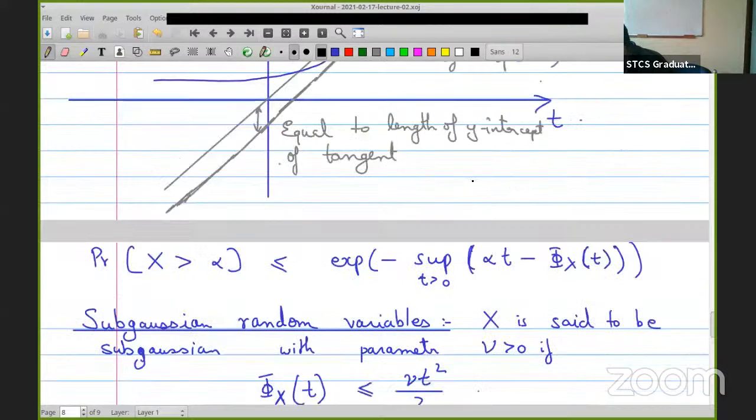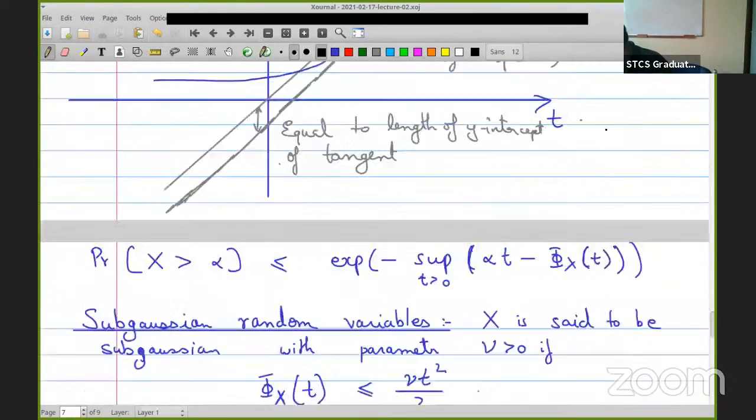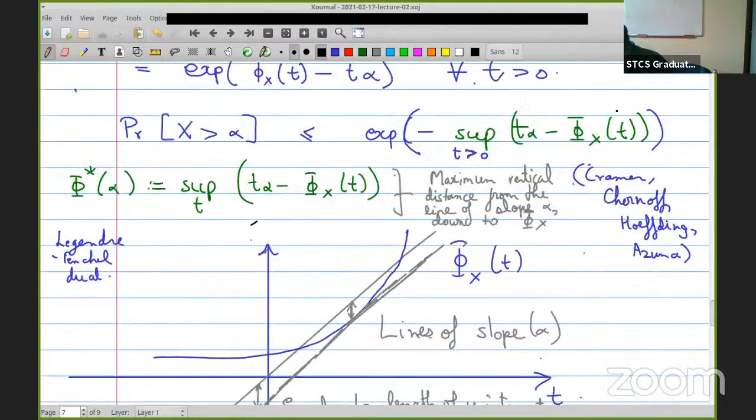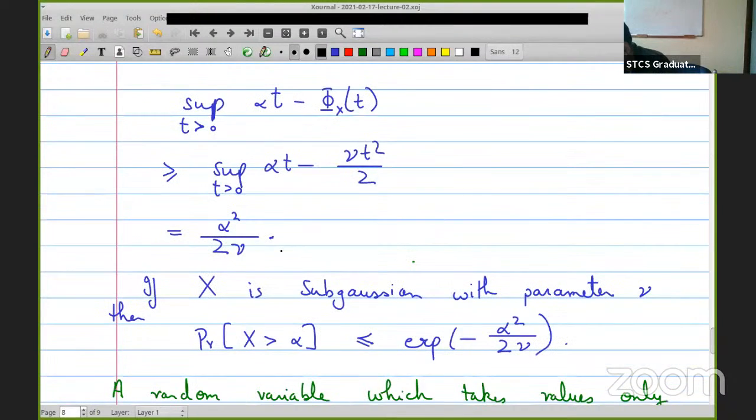So for such functions, let's try to see what this Cramér-Chernoff technique tells us. You have to compute this supremum of αt minus this log, right? Because φ_X is less than νt² by 2, I am substituting something that is less than φ_X. So I get greater than or equal to the supremum over t bigger than 0 of αt minus νt²/2. This is a standard quadratic approximation. You get α² by 2ν. So the optimal t gives you this value.